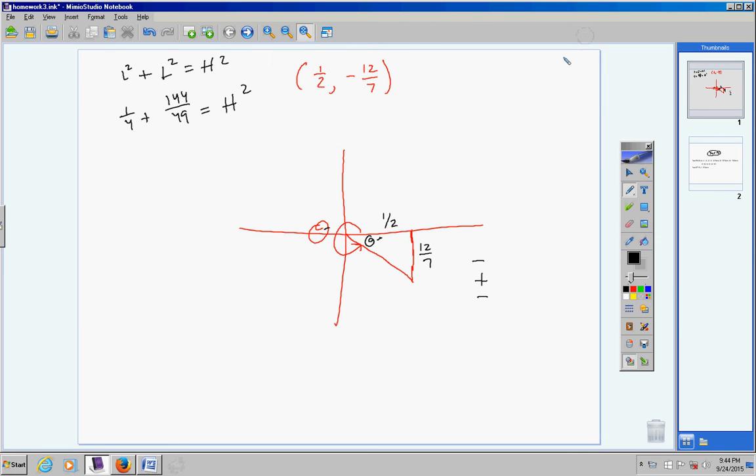So with my calculator, I have 1/4 plus 144/49, and that's going to give me 625/196 equals hypotenuse squared. Alright. Now if I take the square root of that, actually 625 is a perfect square and 196 is a perfect square. So the square root of 625 is 25. The square root of 196 is 14. So my hypotenuse is 25 over 14.